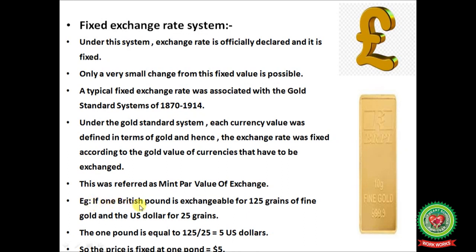Example: if 1 British pound is exchangeable for 125 grains of fine gold and the US dollar for 25 grains, then 1 pound is equal to 125 divided by 25. So you will get 1 pound is equal to 5 US dollars. So the price of 1 pound is fixed at $5.